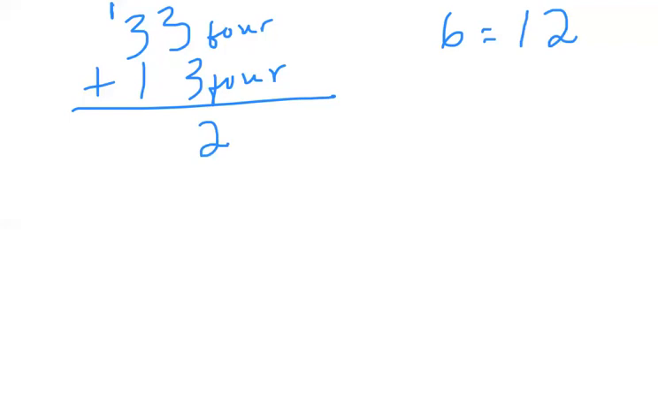1 plus 3 plus 1 is 5. But we can't use the 5 because it's greater than the base. So we have to convert it to base 4. How do we convert it to base 4? We do our quick mental division. 4 goes into 5. How many times? 1 with what left over? 1. So guys, there's your answer.